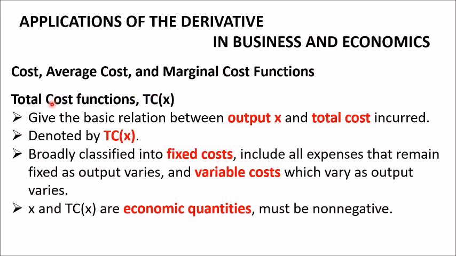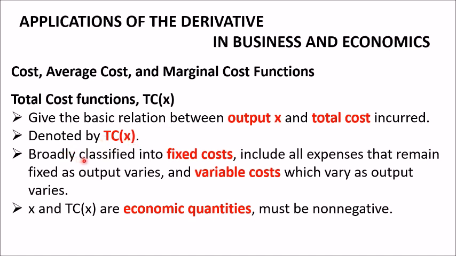We'll talk about first what is total cost functions. It gives the basic relation between the output X and the total cost incurred. Output X, ito yung ating products output. Kung ilan yung ating nagawang products for a certain business. And then, kung ilan naman yung total cost niya, the relationship of this is in the total cost functions. Then this total cost functions is denoted by TC of X. This is the total cost.